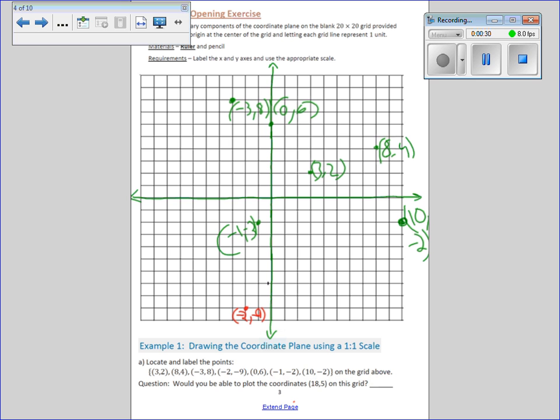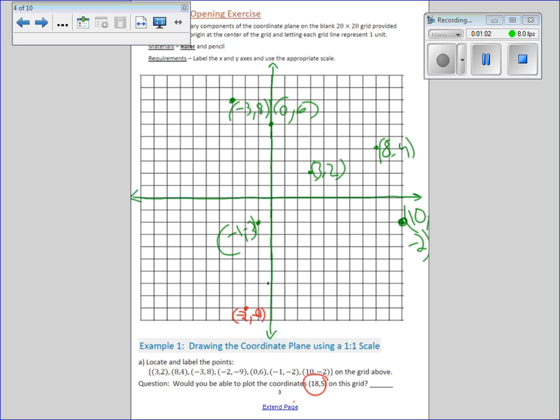18.5. Will 18.5 fit on this coordinate plane? Why not? We only have room for 10 spots on the x and y axis, so 18.5 would be off the coordinate plane, which means we're either going to need a bigger coordinate plane or we would have to count by something other than ones.